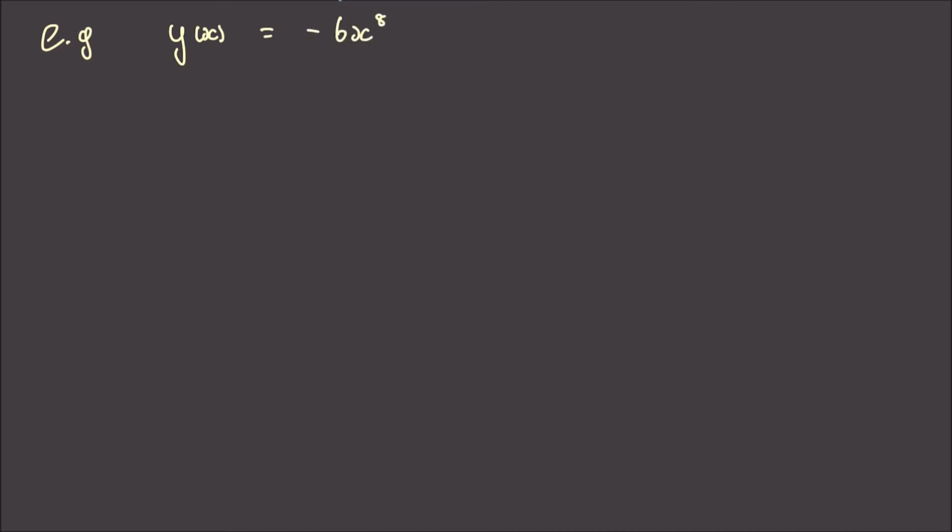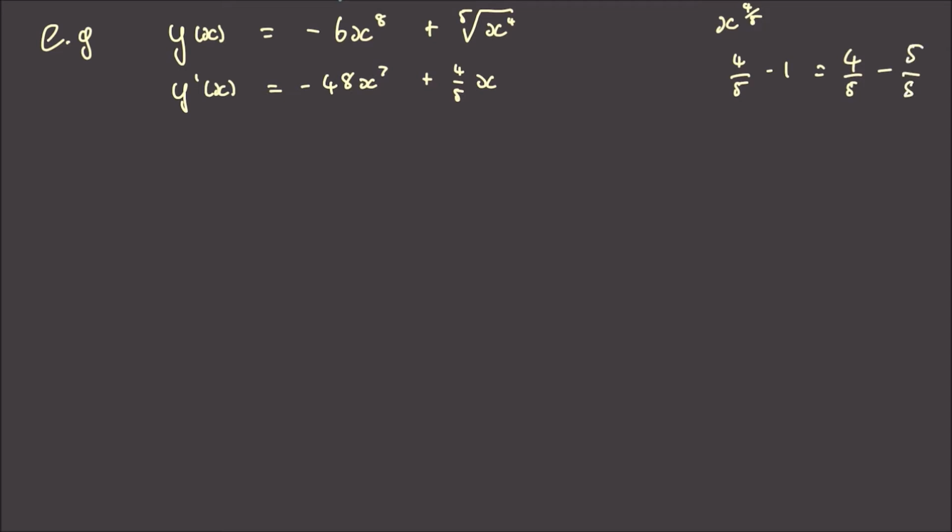Okay, here's one for you to try. Can you differentiate this? Give it a pause and see how you go. Right, here's the answer. If we differentiate, the power goes to the front, just like before, drops down by 1. And remember, we want to write this as 4/5 instead of 5th root. Power goes to the front. 4/5 minus 1 is 4/5 minus 5/5. That will leave us with negative 1/5 as our power.